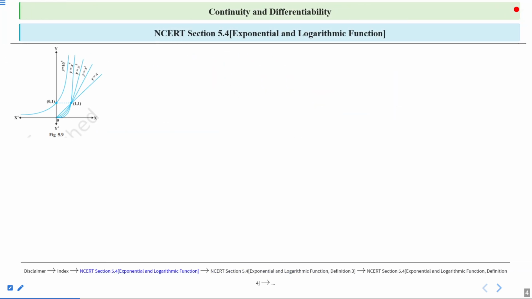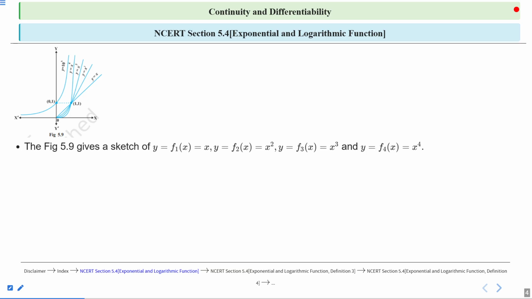See, we have a graph in which certain functions have been drawn. Figure 5.9 gives a sketch of y equal to f1(x), which is equal to x; y equal to f2(x), which is x square; y equal to f3(x), which is x cube; and y equal to f4(x), which is x to the power 4.